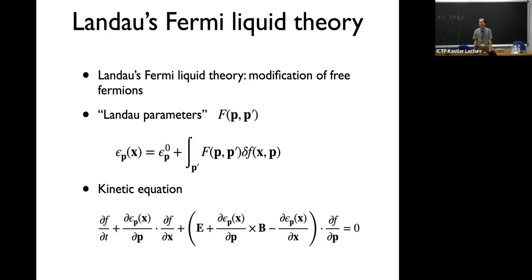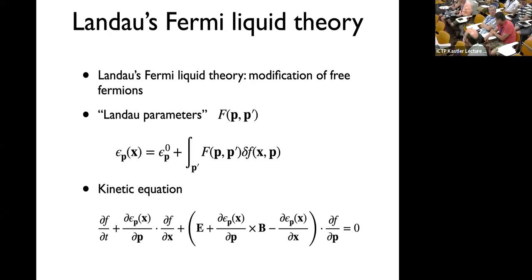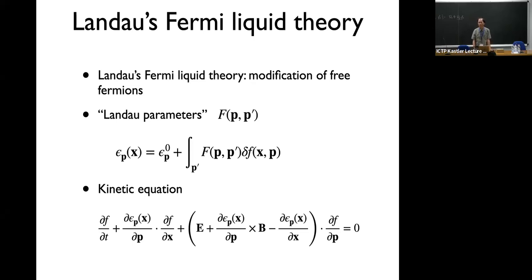There is a question in the chat from Andrey Chubukov. Does this formalism allow one to study non-analytic corrections to Fermi liquid, for example the T squared term in the specific heat in two dimensions? I would hope so. That would come from a loop correction in the bosonic field theory, but we have not analyzed it.